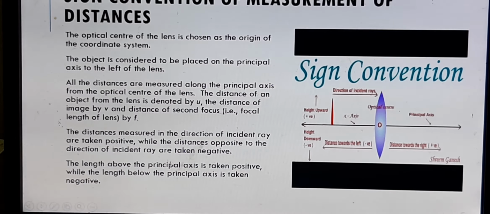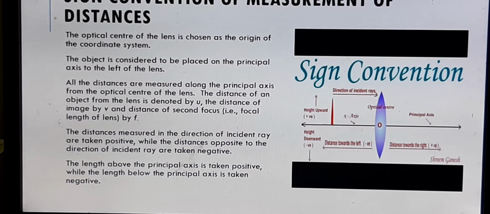The length above the principal axis is taken as positive, while the length below the principal axis is taken as negative. If you are measuring from the principal axis in the upward direction, it is taken as positive. Whatever lengths are measured in the downward direction are taken as negative. So this is the general rule. Remember why we are taking this sign?